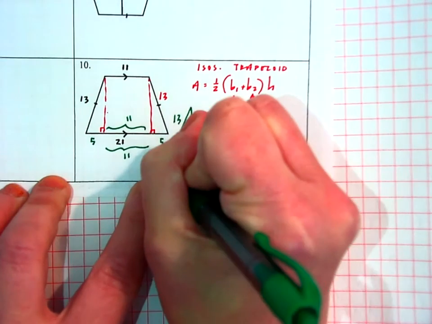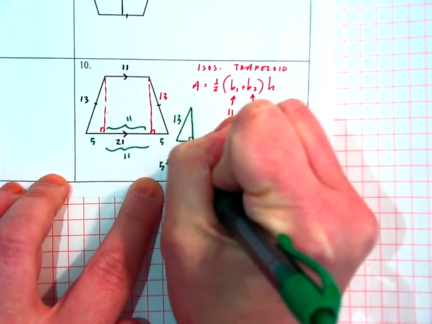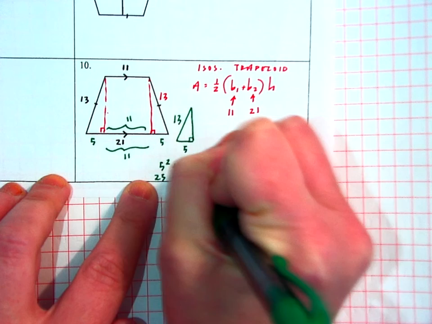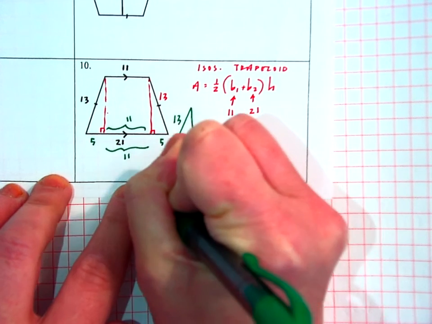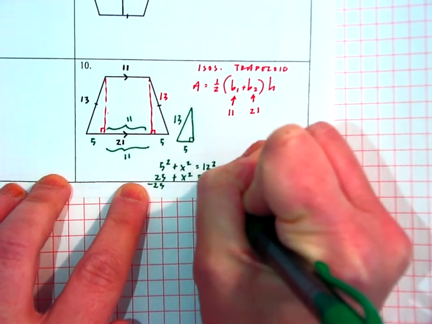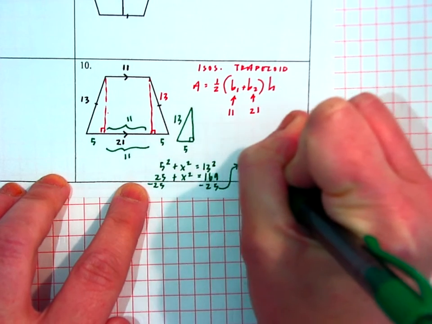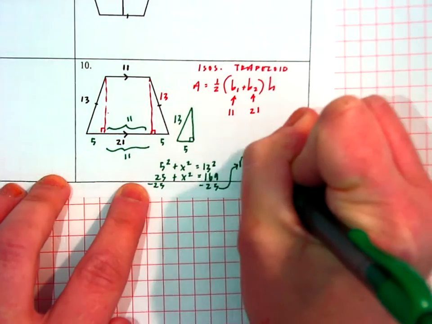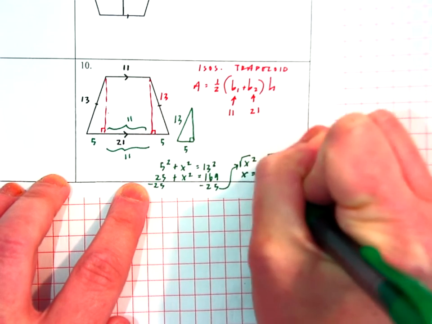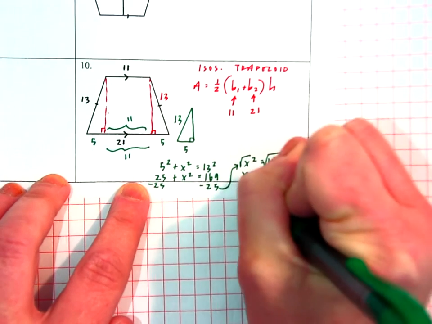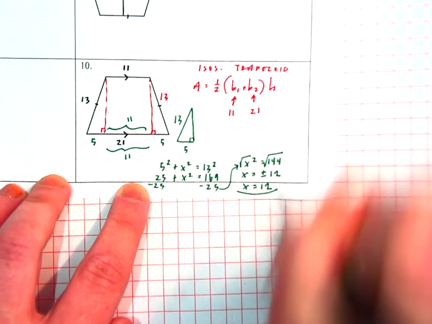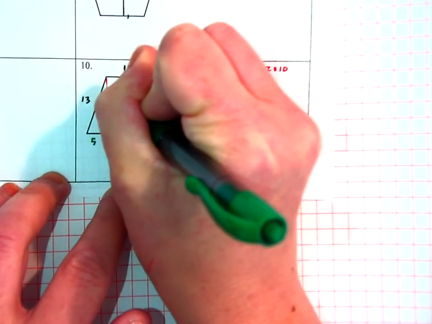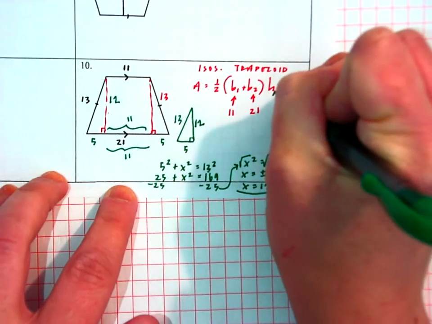So I could say 5 squared plus x squared equals 13 squared. So 25 plus x squared equals 169. When we take away that 25, we get that x squared equals 144. Then we can solve by taking the square root. X would, of course, be plus or minus 12, but since it's a measure, we're only taking the positive. So x is 12. The height is 12. So I have a 12 right here and a 12 right here.